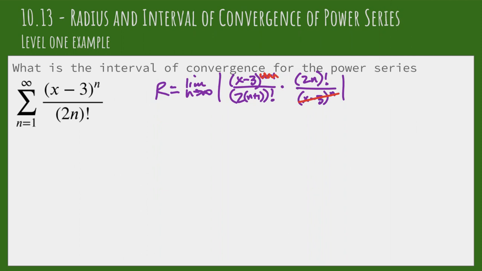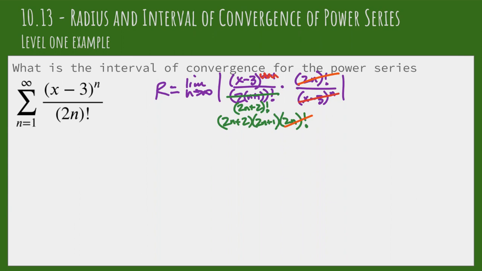What we have here with the factorials, this is 2n plus 2 factorial. And if you think about what that is, that's 2n plus 2 times 2n plus 1 times 2n times 2n minus 1, and so on. And so if we write out that factorial till we get the factorial we have in the numerator, now we can cancel the 2n factorial with the 2n factorial.